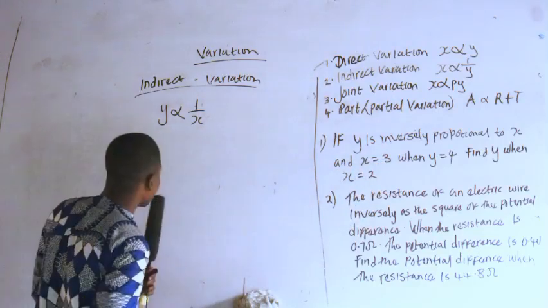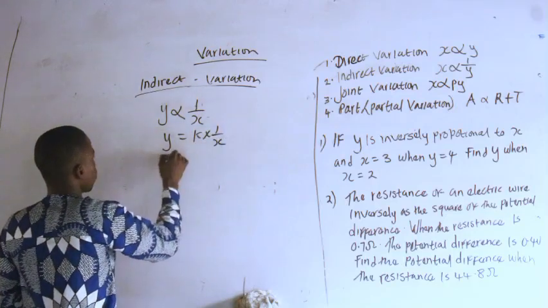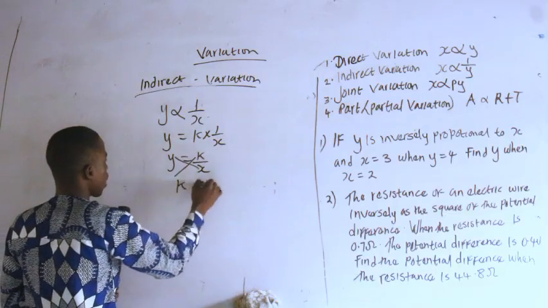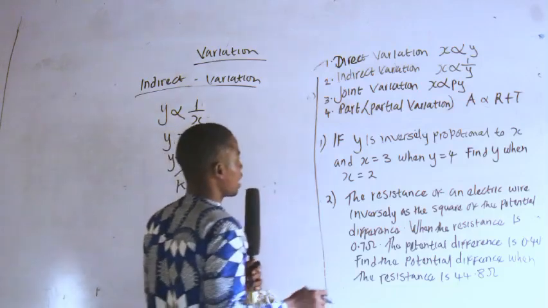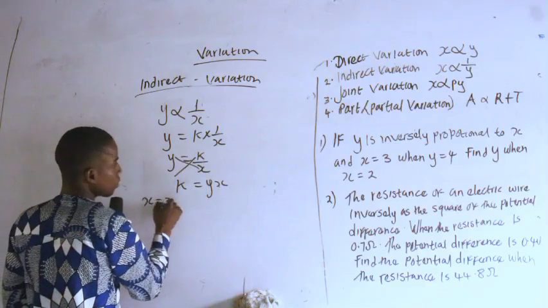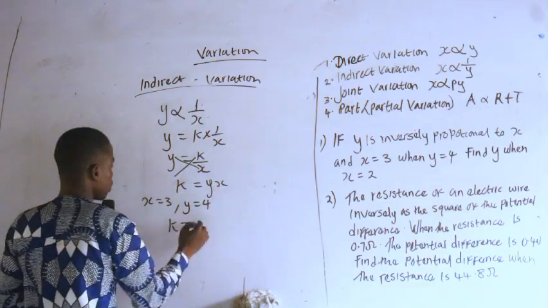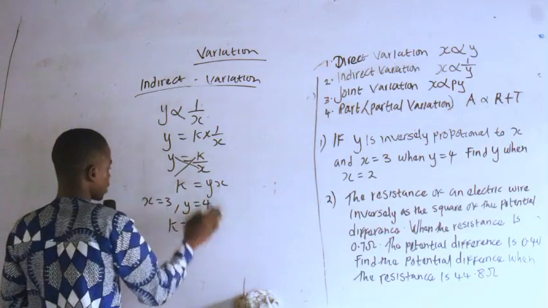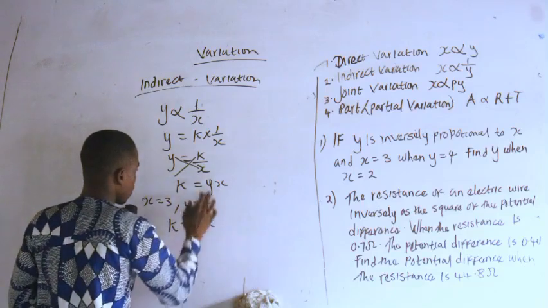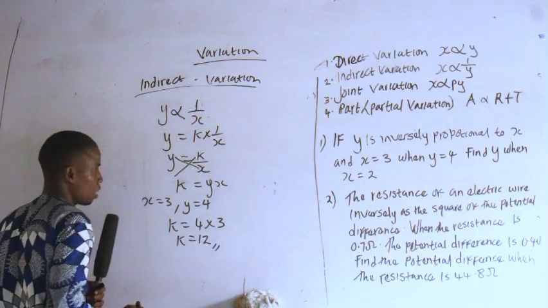Let me first find k. The constant k will now be y equal to k times 1 all over x, y equal to k all over x, cross multiply. It will now be k equal to yx. That's our k. Now after that, they say we should find this one: our x equal to 3, y equal to 4. Let us use this to find k. 3 times 4 is our yx, our y is 4, our x is 3. Now k equal to what? 12. That's the answer of k.